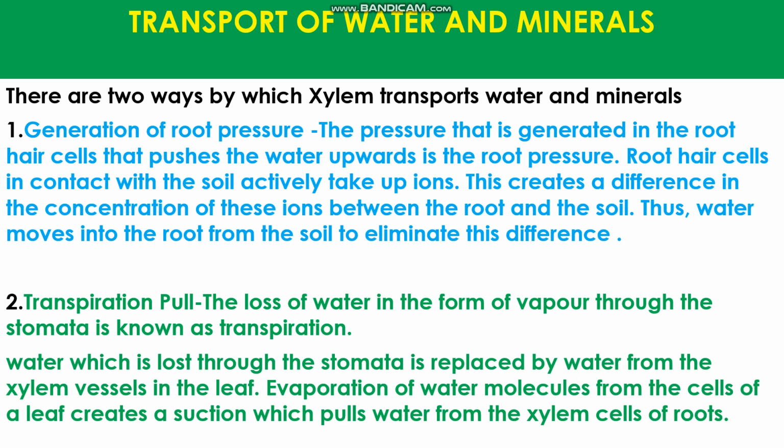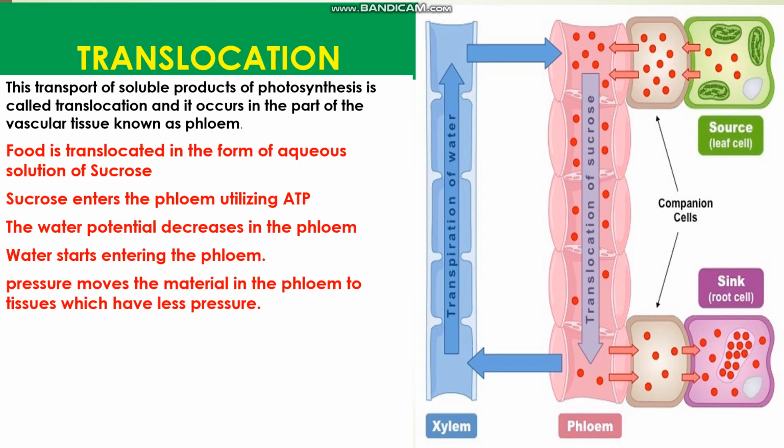What happens during transpiration? The evaporation of water molecules from the cells of the leaf creates a suction. This suction pulls water from the xylem cells of the roots. So transpiration also helps in the absorption of water and minerals from the soil.